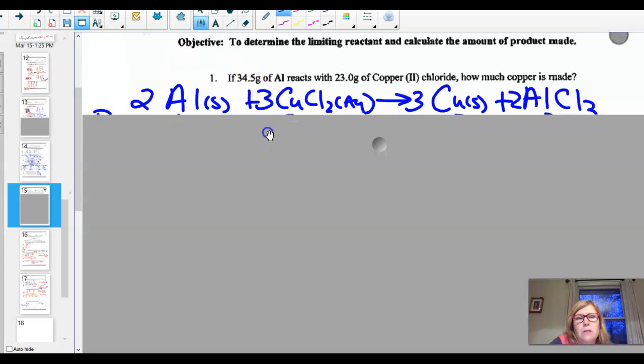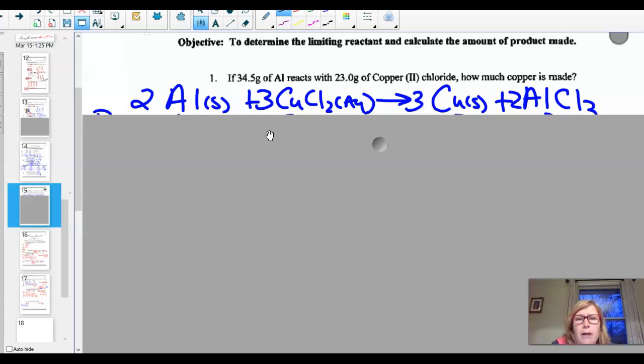Here's your reaction. So I have 2Al plus 3CuCl2 yields 3Cu plus 2AlCl3. Okay, so that's your balanced equation. That's the correct reaction. Remember, if you don't have the correct reaction and the correct balanced equation, this problem is not going to work out.